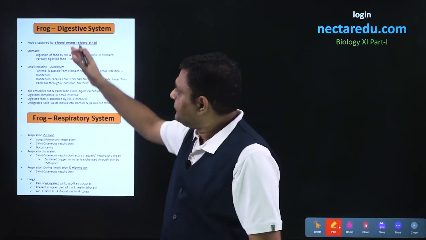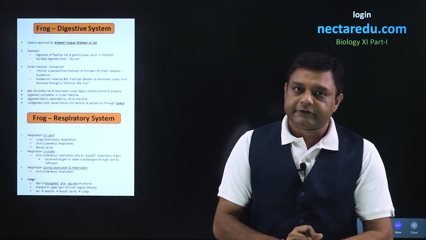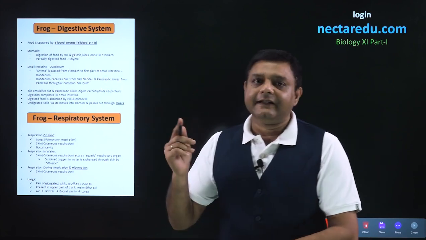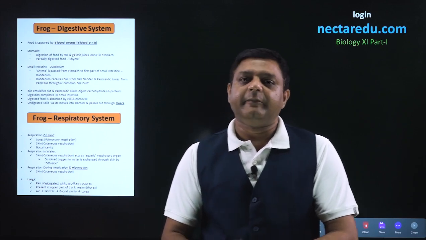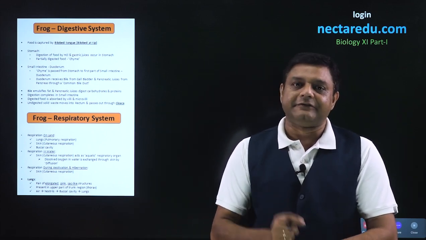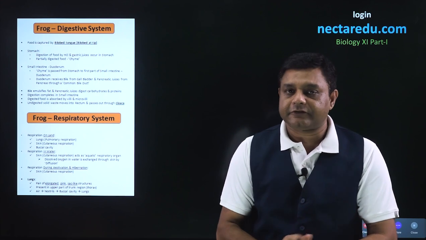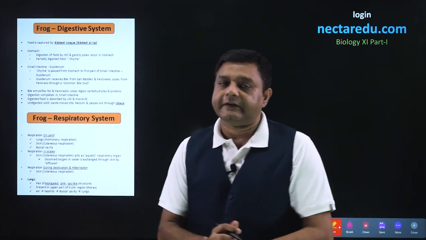In this particular video, we will look into the process of digestion. As we know, in the digestive system of frog, there will be the alimentary canal and two associated digestive glands, that is, the liver and the pancreas. Here we will see the process of digestion.